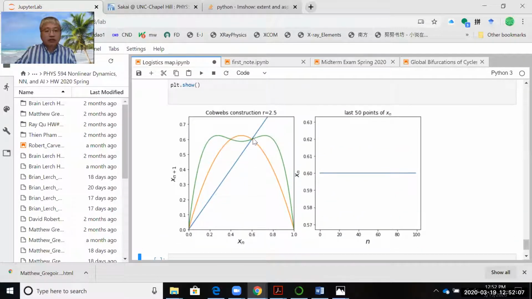0, and of course this fixed point is a fixed point of the original map. It's also a fixed point of the map squared, right? And if I choose some initial value, I did not plot this cobweb construction here because it's just too busy. And you just end up with this stable fixed point in the last 50 iterations.